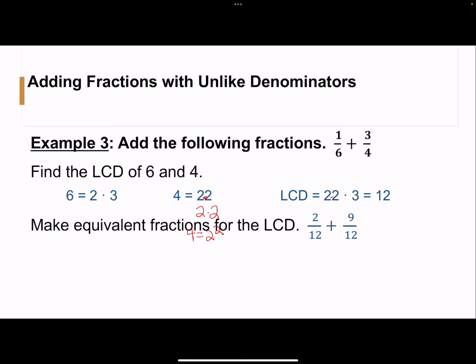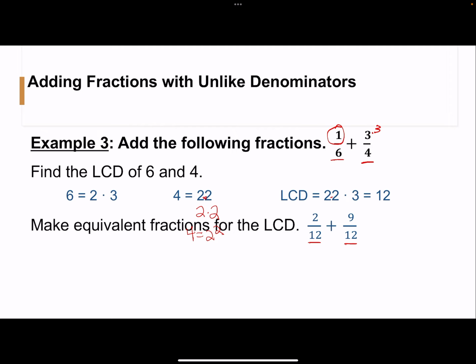If I wanted to convert 1/6 and 3/4 to a common denominator, I'd say, what do I multiply 6 by to get 12? That is 2. So 2 multiplied by 1 gives me 2. What do I multiply 4 by to get 12? 3. So 3 multiplied by 3 gives me 9.